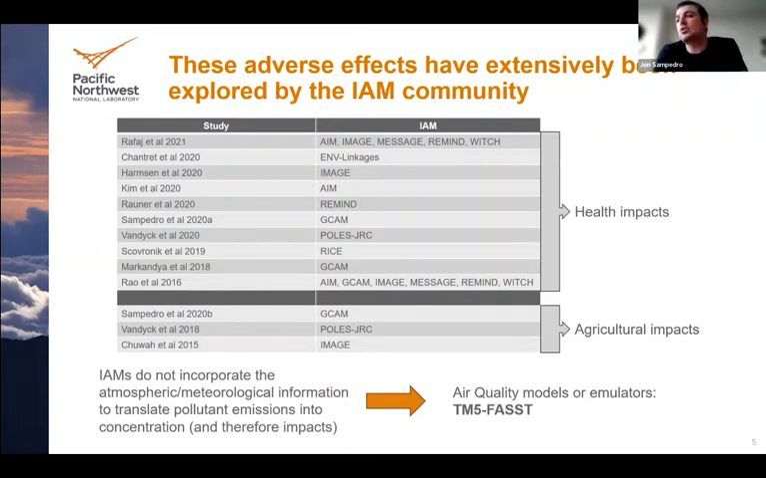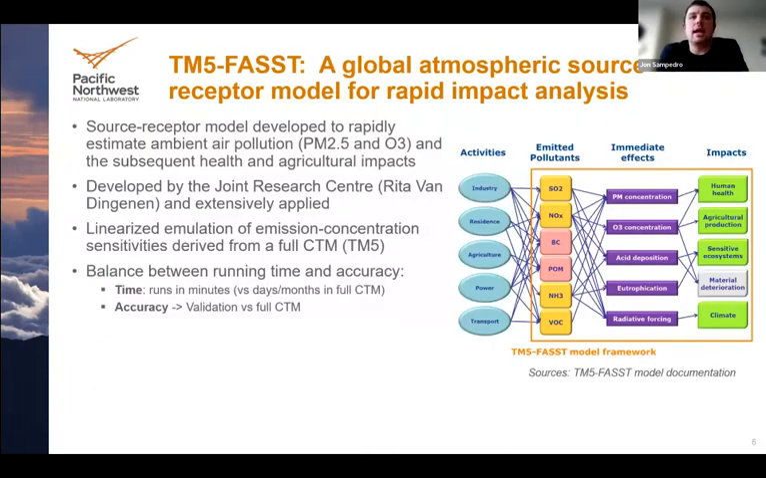One of the most used air quality models in these studies is TM5FAST, that I think some of you will be familiar with. But just a brief description of this model. TM5FAST is a source-receptor model developed by JRC, by Rita van Dingenen and the team, and is designed to estimate ambient air pollution and the subsequent health and agricultural impact. Basically, it's a linear simulation of the emission-concentration relationship, which has been pre-computed by a full chemical transport model.